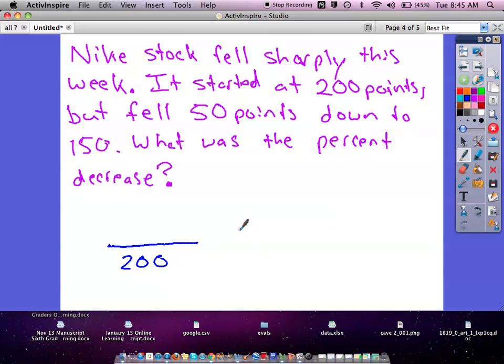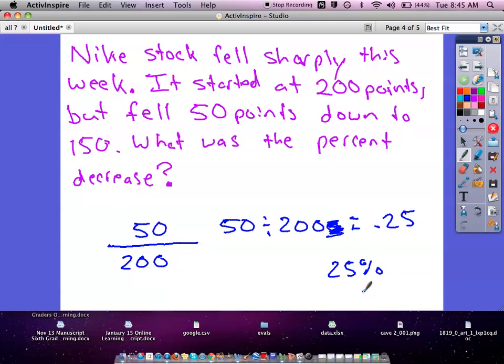Now I need to know how much it fell by. Did it fall by 50 or did it fall by 150? It fell by 50, and it says it right here. It fell 50 points, and now it's at 150. But we're interested on the top here in how much did it decrease by, and it decreased by 50. So now I've got my problem. I've got 50 divided by 200. Oops, not 2,000, 200. And I believe that is going to be 0.25. So if I did that problem and got 0.25, this would just be 25%. And there would be your answer for this one.